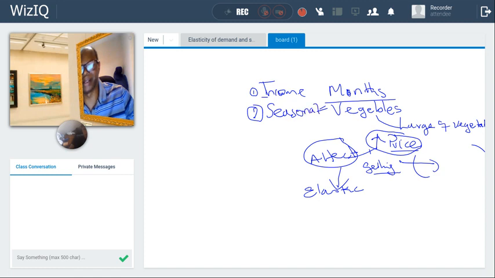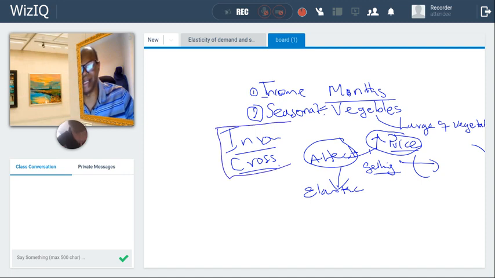We haven't finished this, because you need to be able to determine more. There's also cross elasticity of demand, which you need to know. So you are remaining with income elasticity of demand and cross elasticity of demand, which we'll do next week. Once we've done that, that's what they expect of you. It means you have covered all of them.